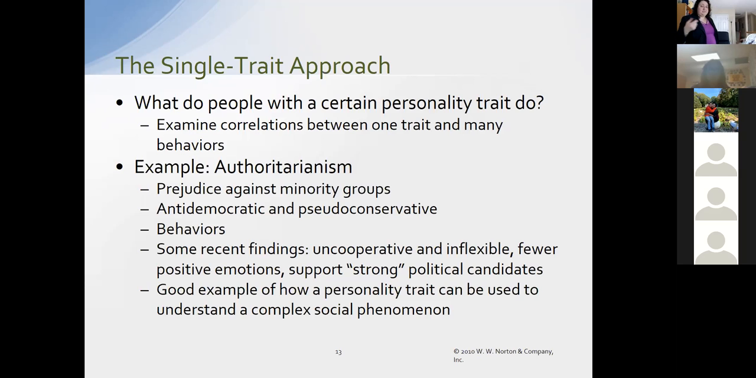This is really an individual difference variable. And it can be used to explain which individuals would be most likely to follow a leader like Hitler. And it's a very good example of how a personality trait can be used to understand a complex social phenomenon. Like, why are there people who are still Nazis, basically? Well, they're probably high on this characteristic. And so it sort of goes with their personality.